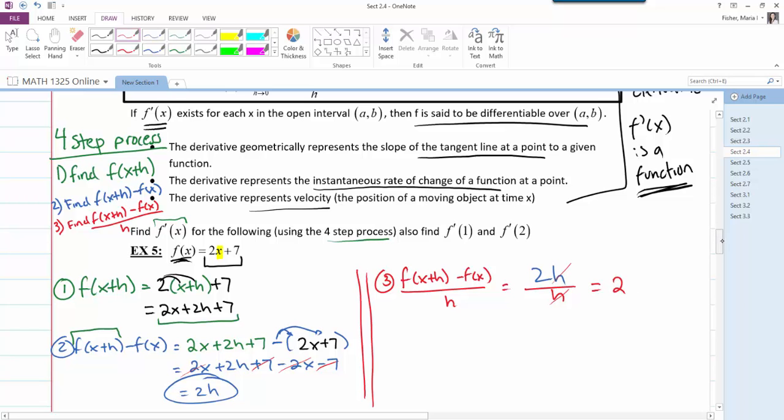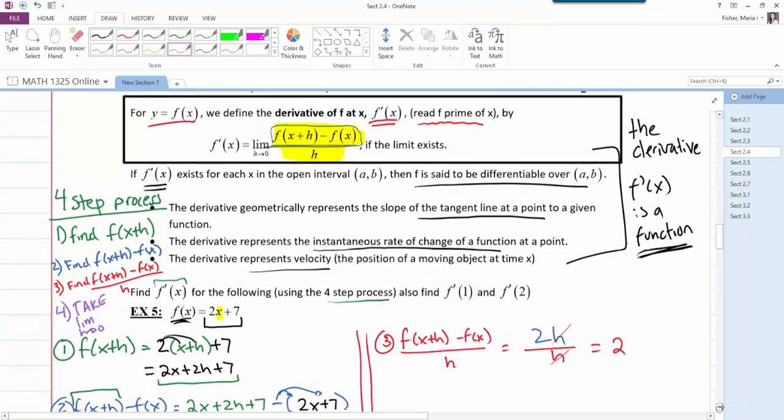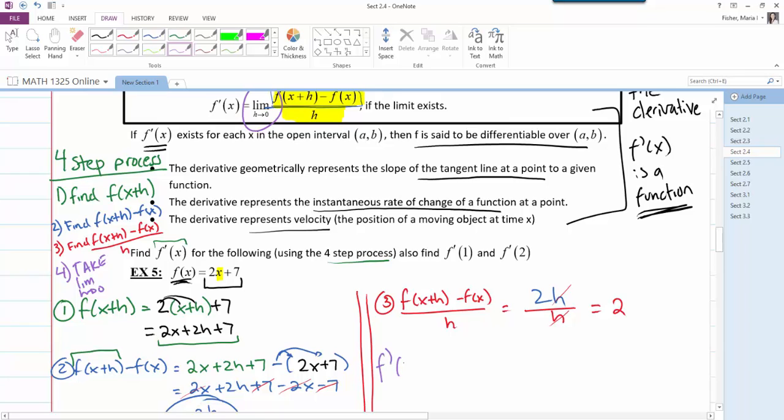I'm going to scroll up and then scroll back down. So now look, we've gotten this whole entire thing. We already finished that difference quotient. So the last and final step of the 4-step process is to take the limit as h goes to 0. So now what we want to do is say f prime of x is going to equal the limit as h goes to 0 of my f of x plus h minus f of x all over h.